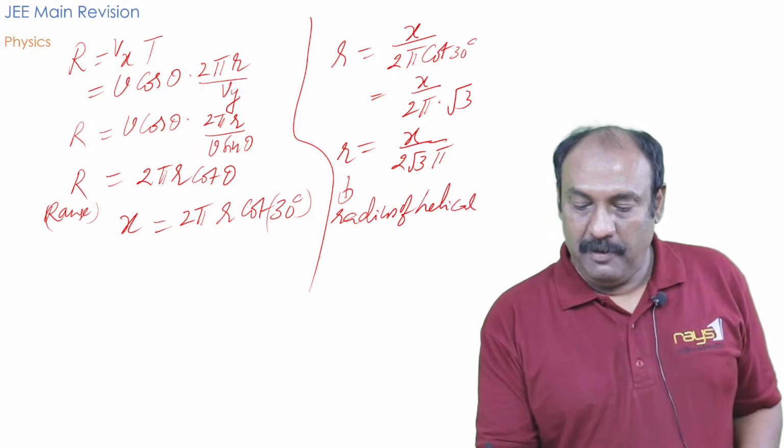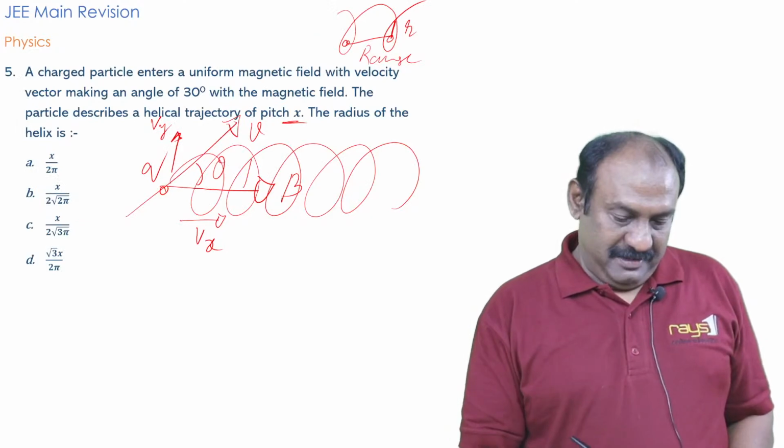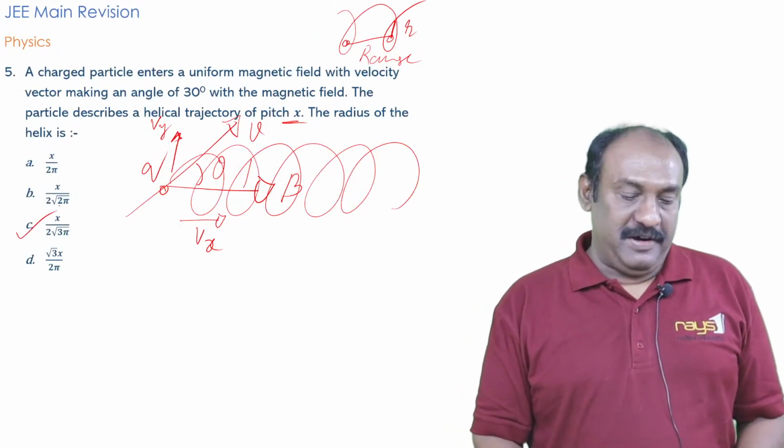Radius of helical path is equal to x by 2 root 3 pi is the answer. So, x by 2 root 3 pi. So, answer is C for question number 5.